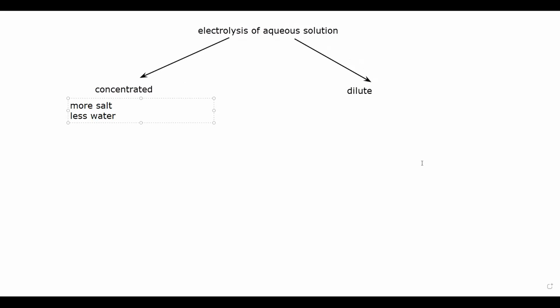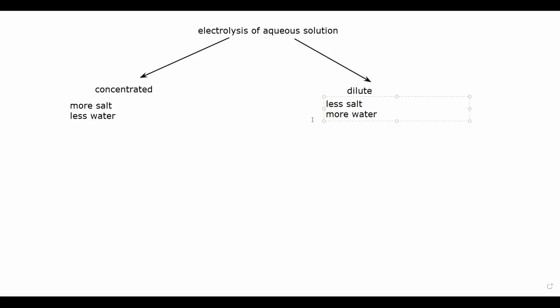the aqueous solutions are divided into two categories. One is called concentrated, another one is known as dilute. The concentrated means they contain more salt and they have less water. And dilute means opposite, they have less salt and they have more water.